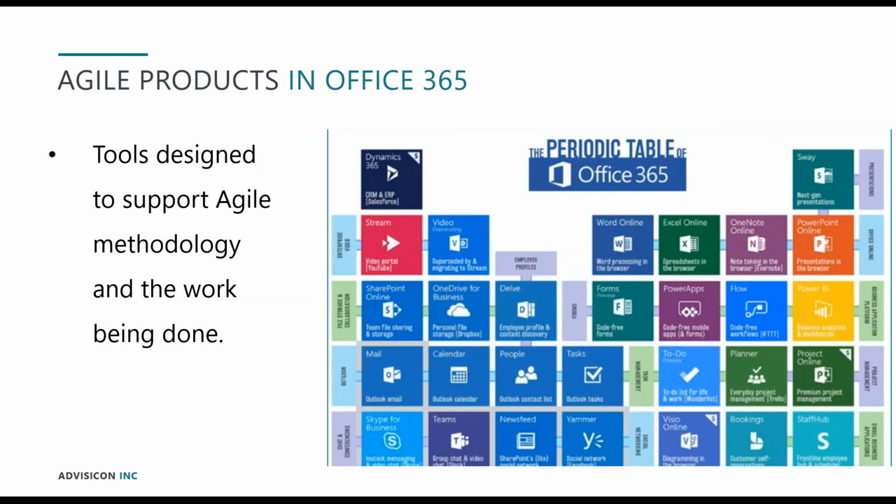So now we talk about some of the tools. Here's the periodic table of Office 365. Today's focus, I'm going to zero in on Project and Planner, but there are other Agile tools that come into play that support your needs. You have Project, Planner, To Do, OneNote, Power BI, and finally Teams. Teams is Microsoft's hub for teamwork.